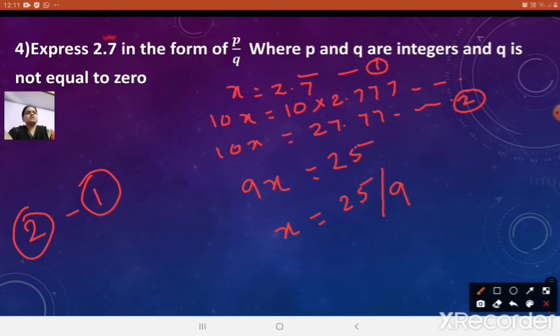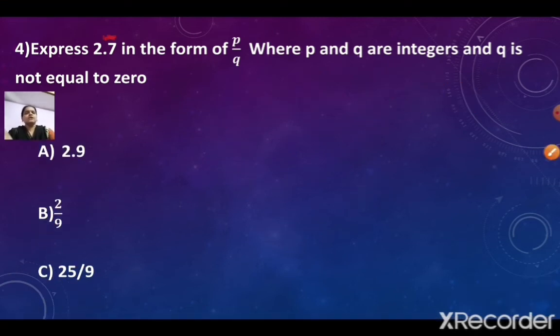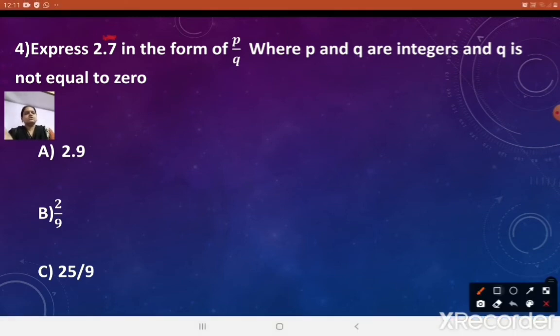Yes, now let us see the options. The options given here are 2.9, 2 upon 9 and 25 by 9. So what is your correct option? Yes, 25 by 9 is your correct answer. Now let us see the next sum.